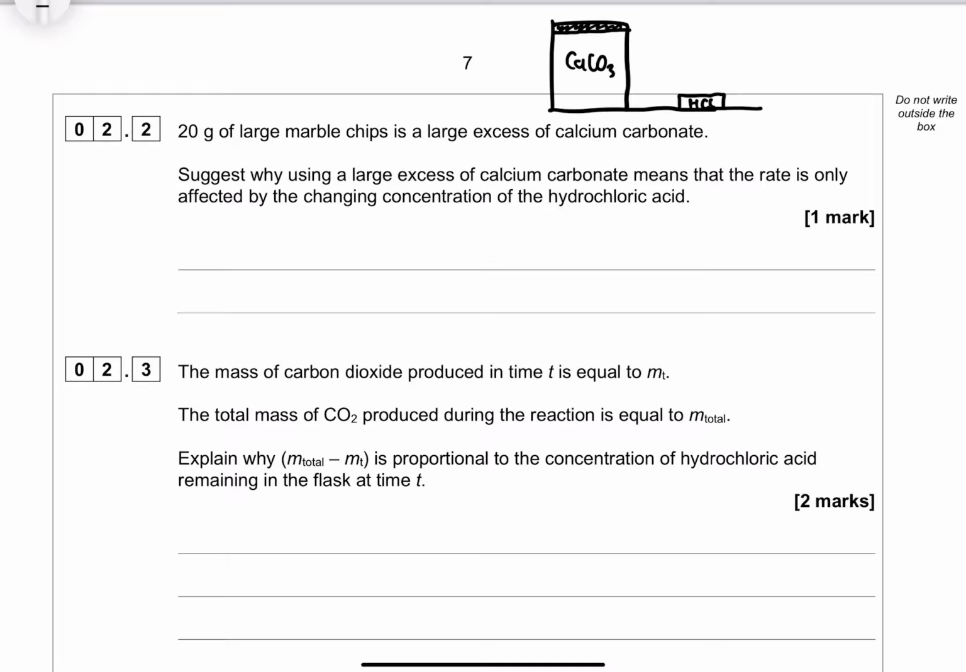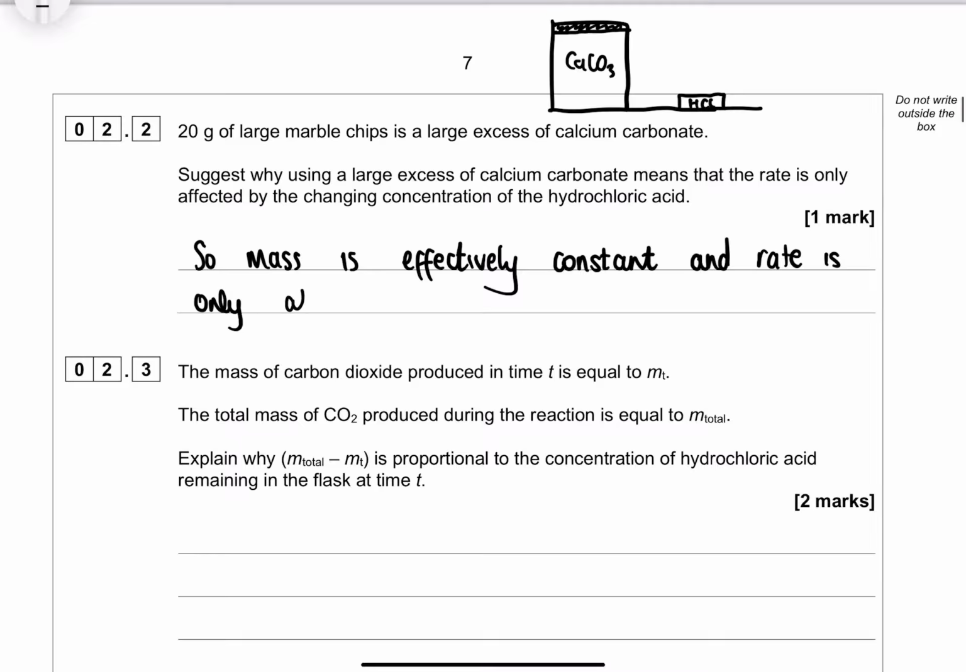We need to be clear though, because calcium carbonate is a solid, so we want to say that the mass is effectively constant. Don't say the concentration here because it was a solid, and rate is only affected by concentration of HCl.